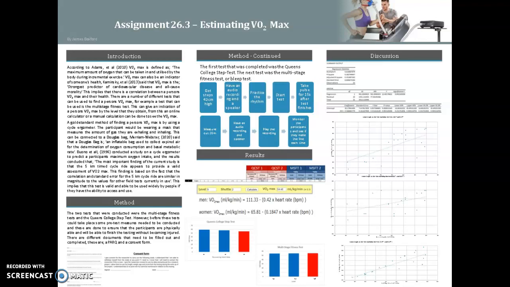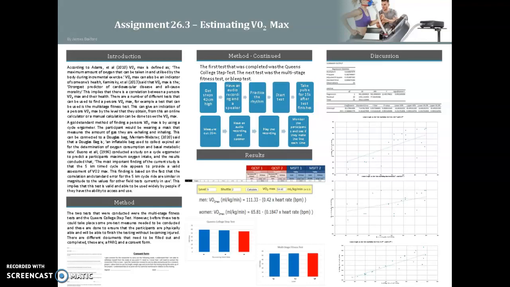So having completed all the tests and identifying individuals' data, looking at the group data to compare the Queen's College Step Test and the multi-stage fitness test, it is clear to see that there is not a significant difference. This is because the p-value that is given is 0.006, and this means it's not significant.